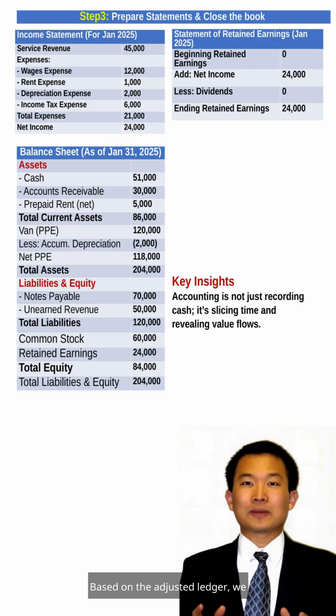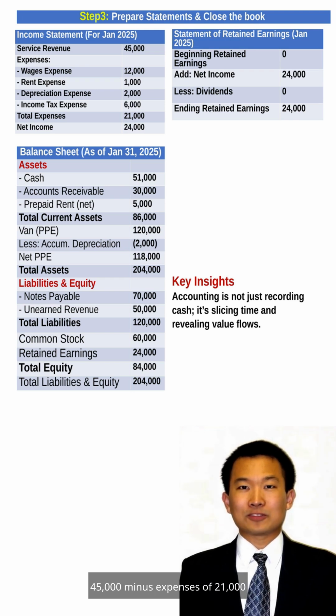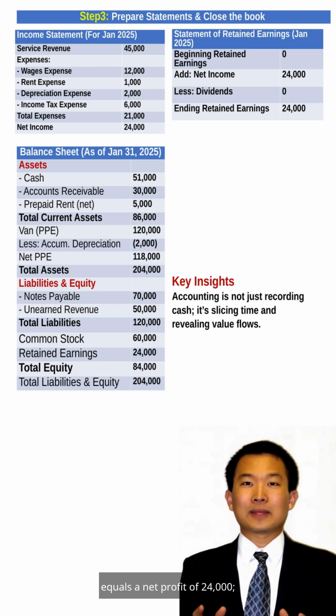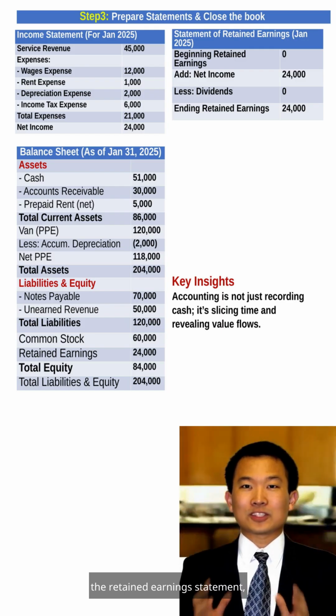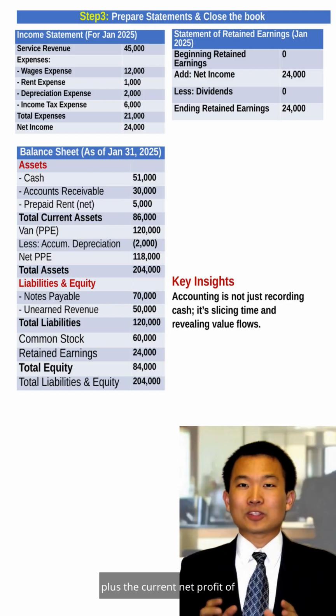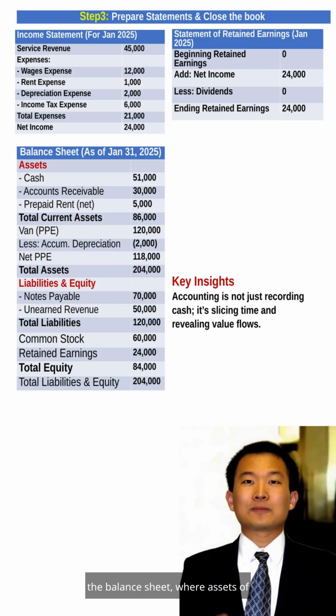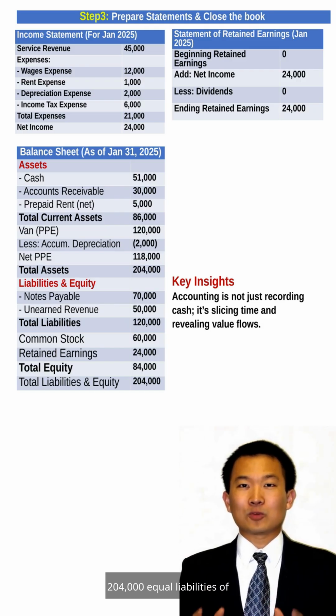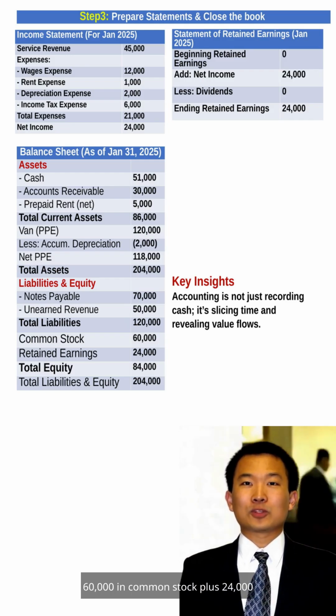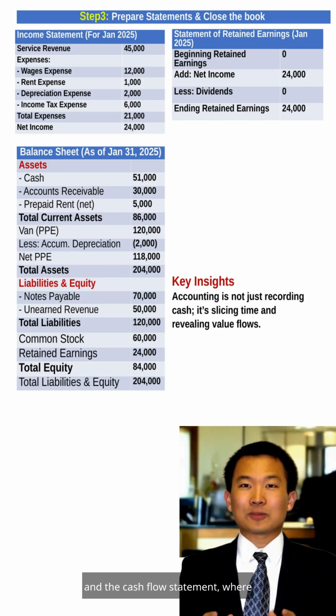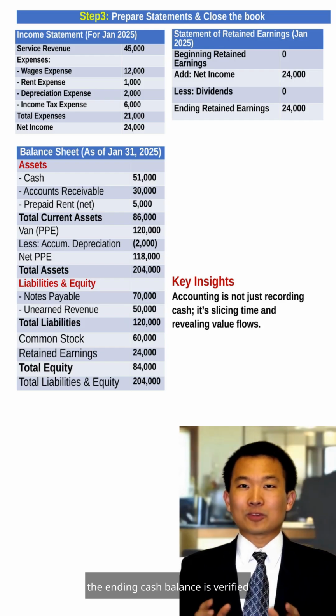Based on the adjusted ledger, income statement: revenue $45,000 minus expenses $21,000. Net profit $24,000. Retained earnings statement: beginning balance 0 plus current net profit $24,000. Ending balance $24,000. Balance sheet: assets $204,000 equal liabilities $120,000 plus equity, $60,000 common stock plus $24,000 retained earnings. Cash flow statement. Ending cash balance $51,000.